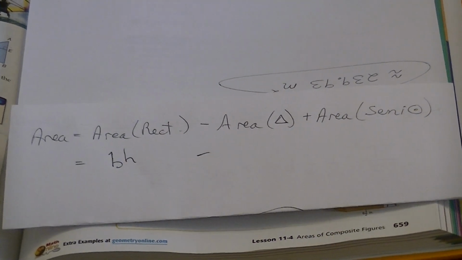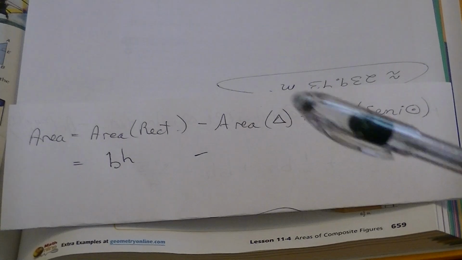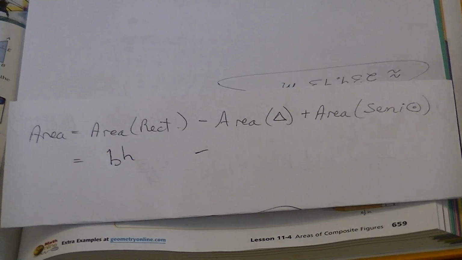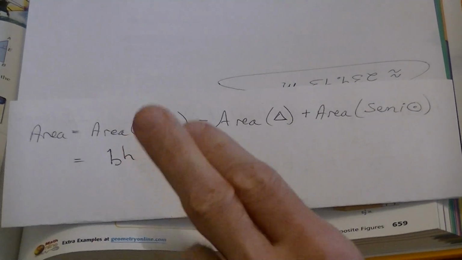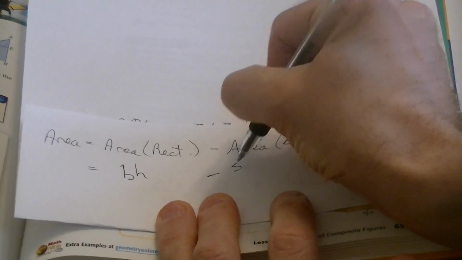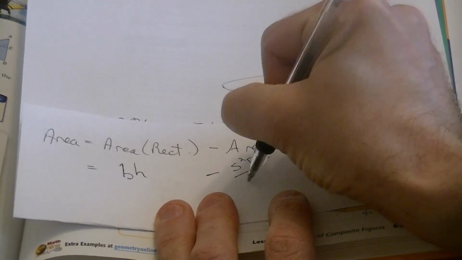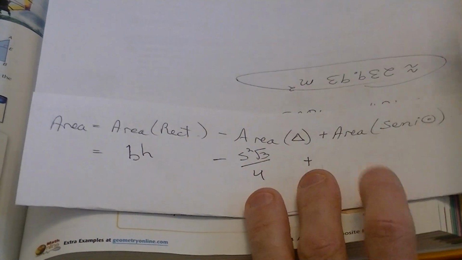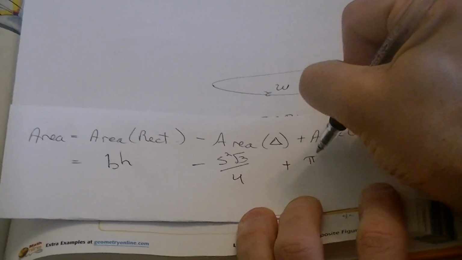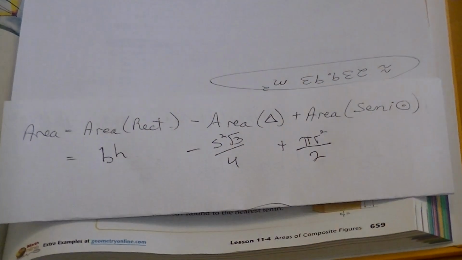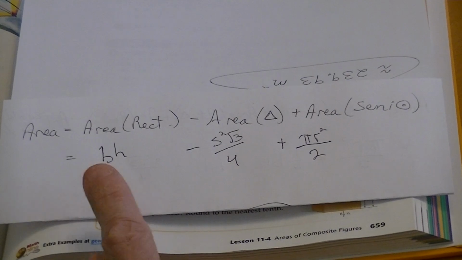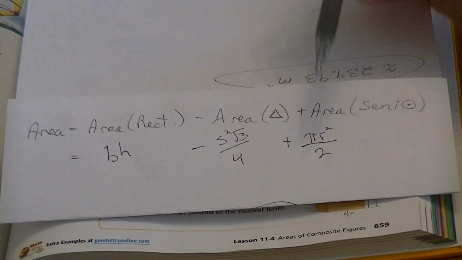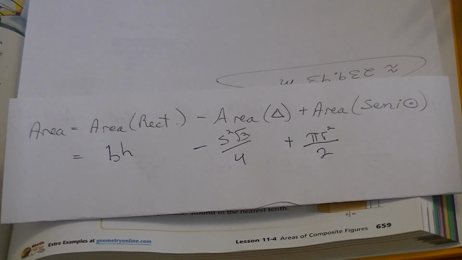Here's where we can use 1/2 AP, 1/2 base height, Heron's formula, or my favorite for equilaterals, if we know the side length, the 2, 3, 4 formula: side squared root 3 over 4. Remember, that's just for equilateral triangles. Then we add a semicircle, which is a circle's area, pi r squared, divided by 2. On the next line, substitute your values: the base and height of the rectangle, the side of the triangle, and the radius of that semicircle. And that's it.